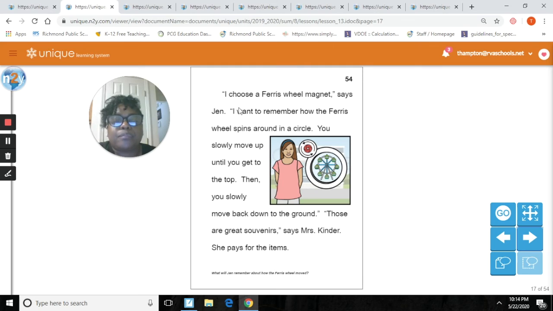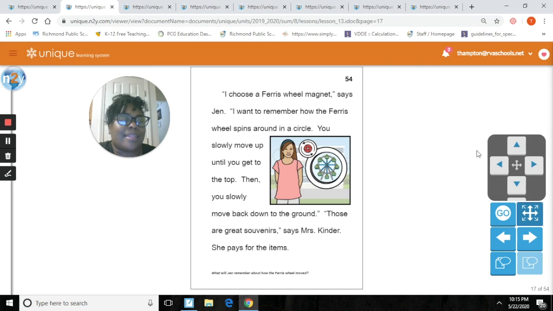Okay. So it says here, I choose a Ferris wheel magnet, says Jen. I want to remember how the Ferris wheel spins around in a circle. You slowly move up until you get to the top. Then you slowly move back down to the ground. Those are great souvenirs, says Mrs. Kinder. She pays for the items.